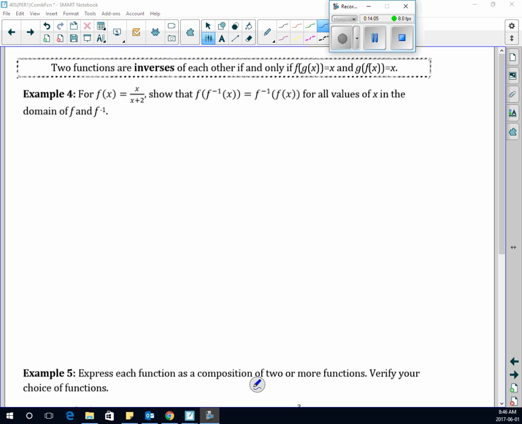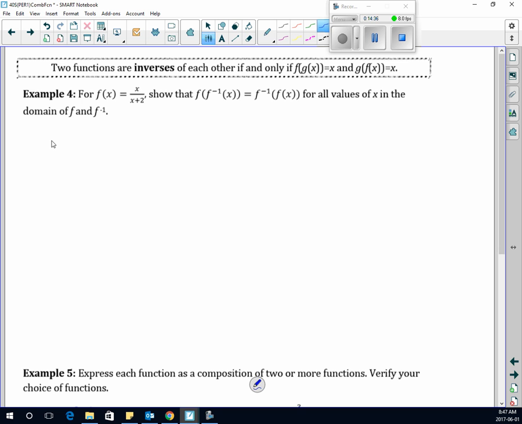Okay? So we're going to show that f of the inverse function will be the same thing as the inverse function of f of x for all values of the domain. So x goes into the f machine, and what comes out? Sorry, I need to find what the inverse function is first, right? So how do we do that? Do you remember how to do that?